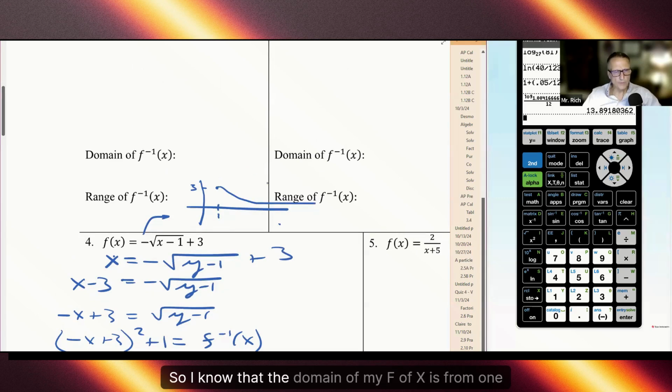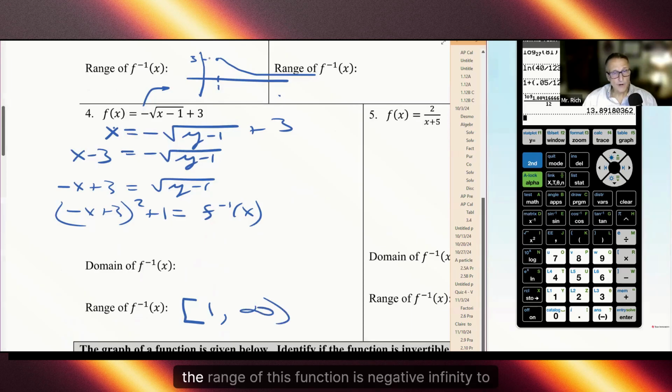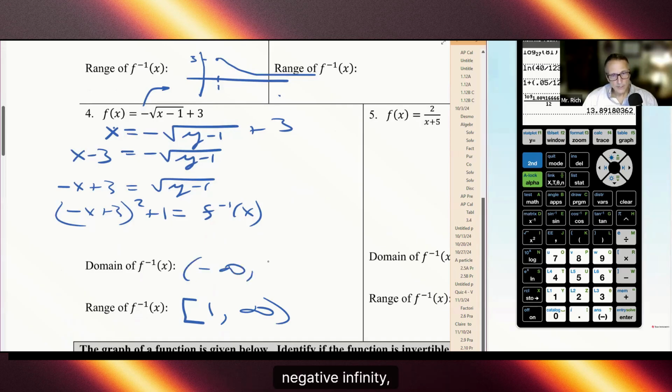So I know that the domain of my f of x is from 1 to infinity inclusive. That's going to be the range of the inverse function. The range of this function is negative infinity to 3, so that's going to be the domain of the inverse, negative infinity up to and including 3.